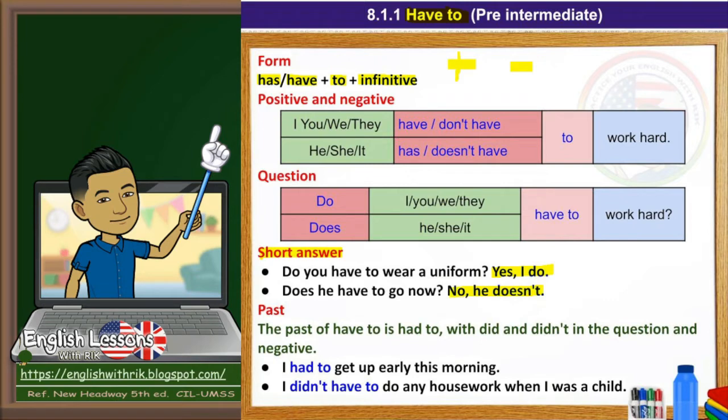Past. The past of have to is had to, with did and didn't in the question and negative. I had to get up early this morning. I didn't have to do any housework when I was a child.